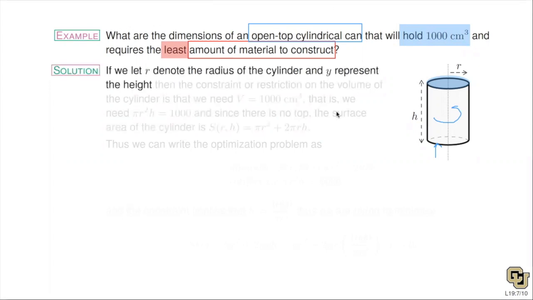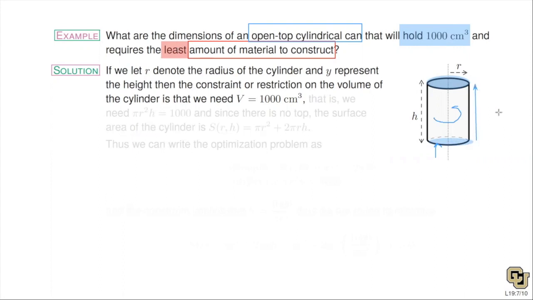So if I let, in this diagram, R be the radius and H be the height, then we need the volume to be 1,000 centimeters cubed. And as you know, the way we find the volume of something like this where the cross section is identical, we can just find the area of the base and then multiply that by the height. It's basically what we call the loaf of bread method. To find the volume, you can just find the area of one face of the bread and then multiply it by the length of the loaf.